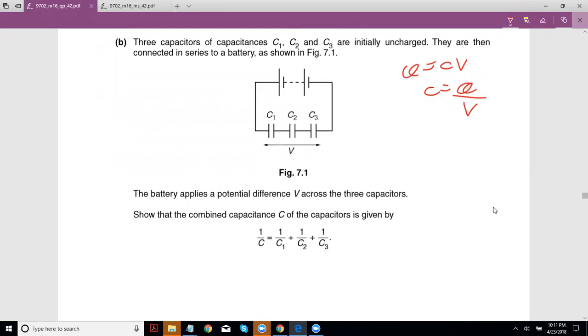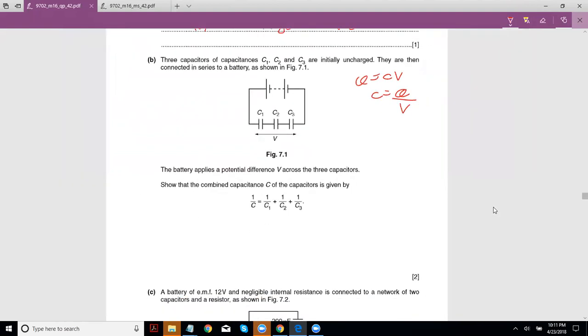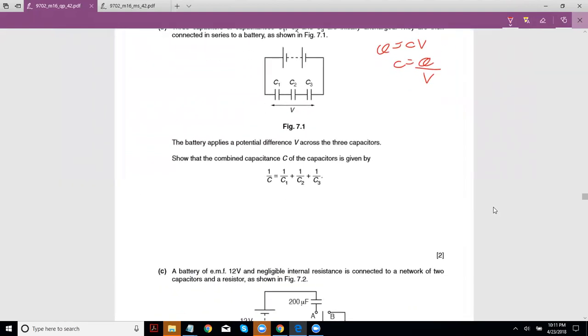3 capacitors of capacitances C1, C2, C3 are initially uncharged. They're then connected to a battery. The battery applies a potential difference V across 3 capacitors. Show that the combined capacitance C of the capacitors is given by this. So yeah, ये हमें prove करना है.